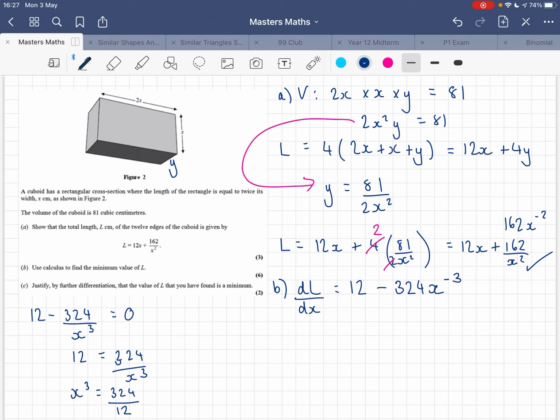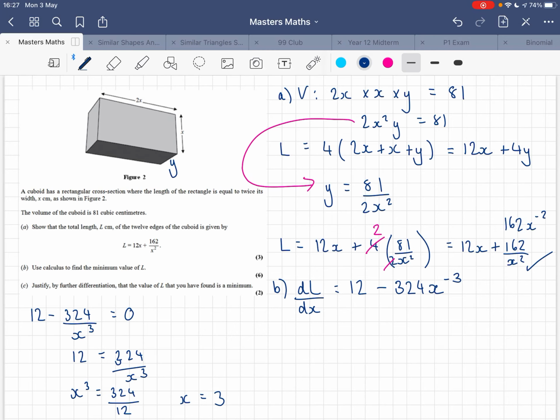The cube root of... I feel like I didn't get it. Over 12 is 3. 324 divides by 12 to make 27, does it? Yes, it does. Okay, the cube root, so anyway, it gives me x equals 3. Goodness, I made that way more difficult than it is. 324 divided by 12 is 27. The cube root of 27 is 3.